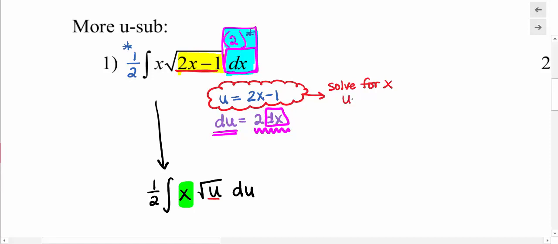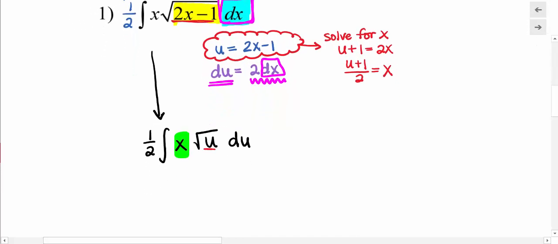So I can add 1 to both sides and then divide by 2. And now I know x in terms of u, so I can make that substitution as well. So it's a double substitution problem. I carry my half. My x is really u plus 1 over 2, times the square root of u du.